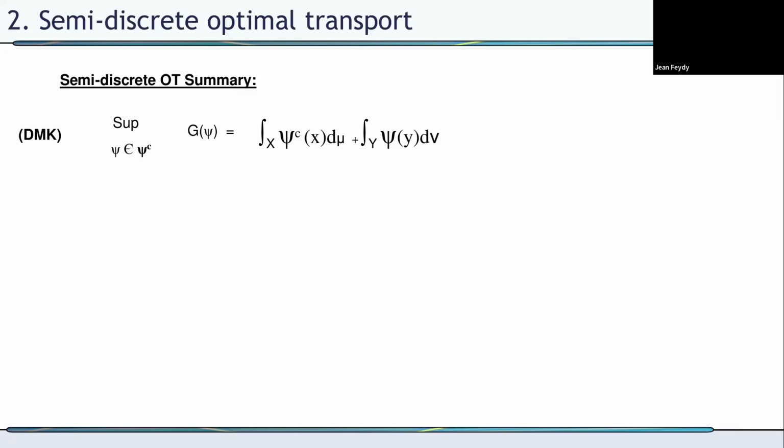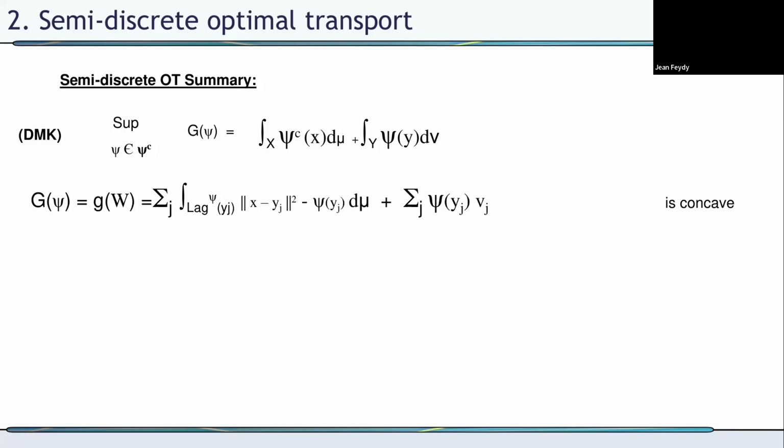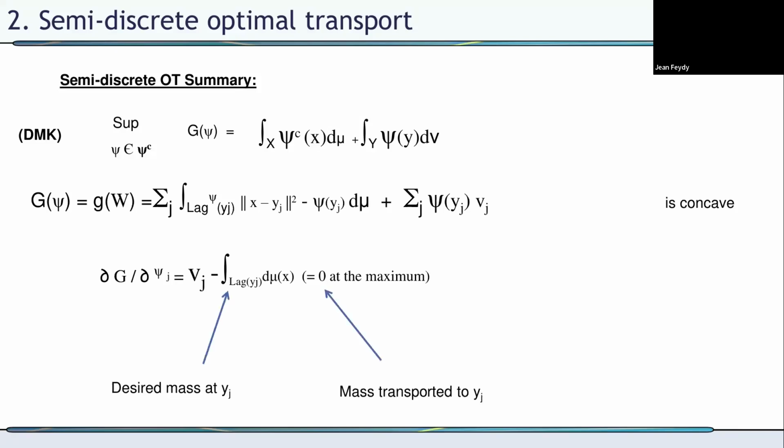And so then, summary. The way to find our tuning buttons is by maximizing this function. So the psis are the values of the function, basically. The function is concave. And this gradient says that you got what you wanted at the maximum.